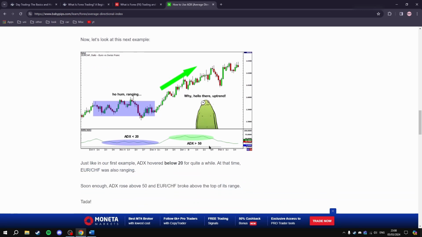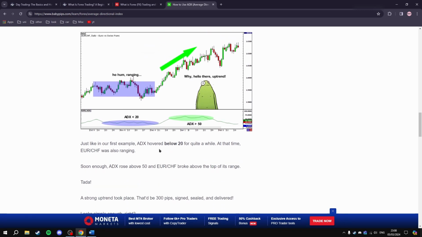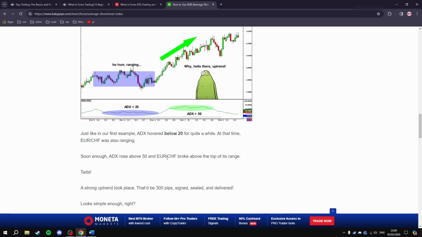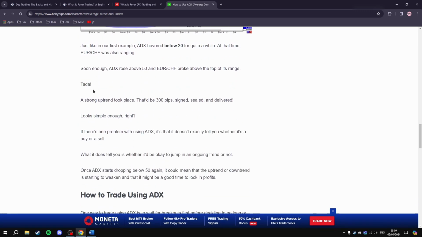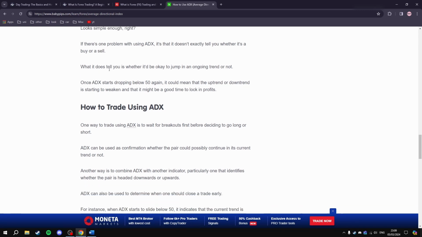Hence the upward trend. Just like in our first example, ADX hovered below 20 for quite a while. At that time, Euro CHF was also ranging. Soon enough, ADX rose above 50 and Euro CHF broke above the top of its range. Ta-da! A strong uptrend took place. That'd be 300 pips, signed, sealed and delivered. Looks simple enough, right? If there's one problem with using ADX, it's that it doesn't tell you exactly whether it's a buy or sell. What it does tell you is whether it would be okay to jump in on an ongoing trend or not.